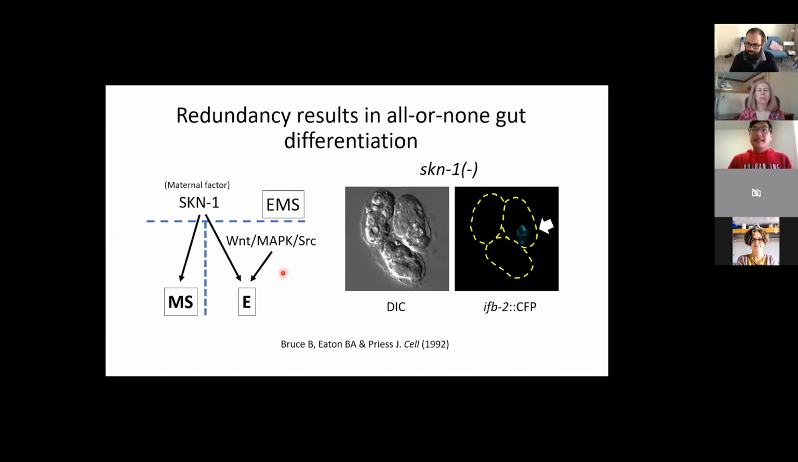Because of the redundancy in endoderm specification, removing SKN-1 produced a partially penetrant loss-of-gut phenotype. When SKN-1 is eliminated, all embryos arrest due to misspecification of MS. However, a fraction of the embryos will still develop gut because of the additional activating input.